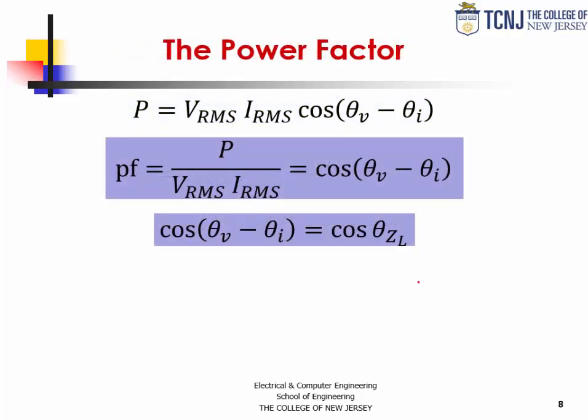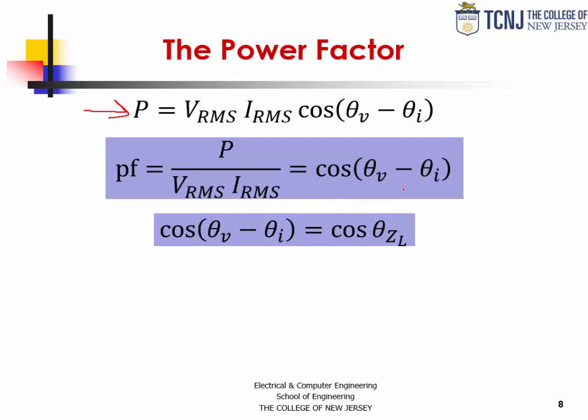Now let's define power factor. If we go back to our power expression that we had derived in previous slides, power is the RMS value of the voltage times the RMS value of the current times the cosine of the difference between the voltage phase angle and the current phase angle. The power factor is defined as the ratio of the power divided by the product of the RMS values of the voltage and the current.